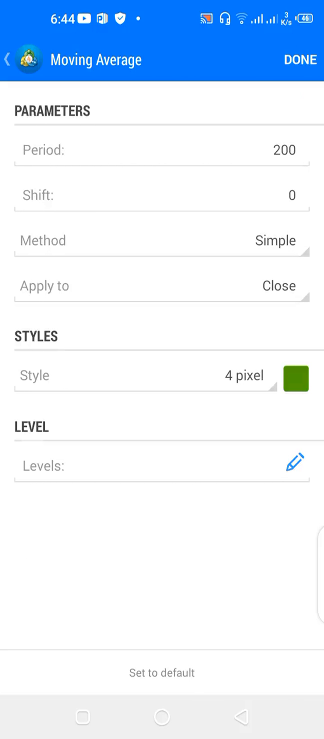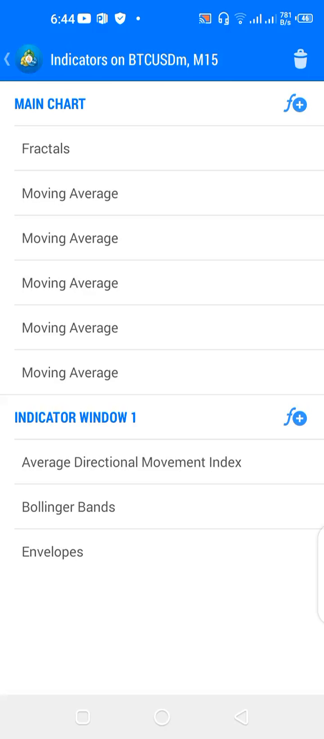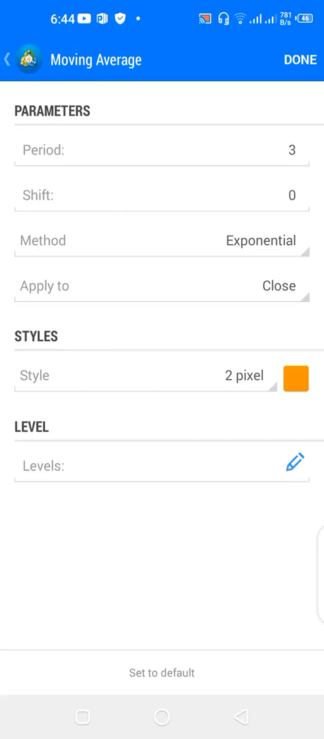And then the third is 200 period moving average. Shift is 0. Method is simple. Apply to close. And the color is green. And the fourth one is a 3 period exponential. Apply to close. Color is orange. And the fifth one is 90 period simple moving average. Apply to close. Color is lemon.